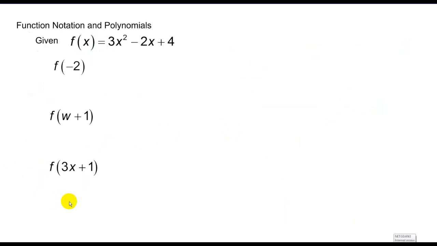All right, so a little function notation with polynomials. We've done this freshman year. We've already done it this year a little bit. If my function is f of x is equal to 3x squared minus 2x plus 4, what's f of negative 2? This is a straight substitution, taking this negative 2, substituting it for x. So I have 3 times negative 2 squared minus 2 times negative 2 plus 4. And I just evaluate that. That's 12, plus 4, plus 4, which is 20.